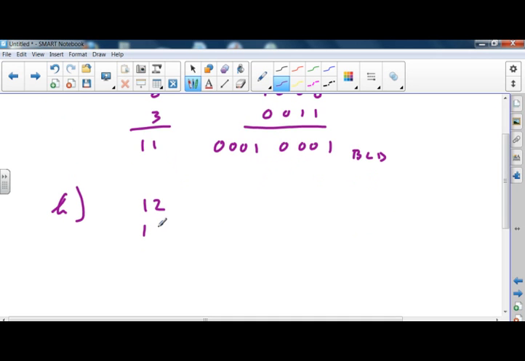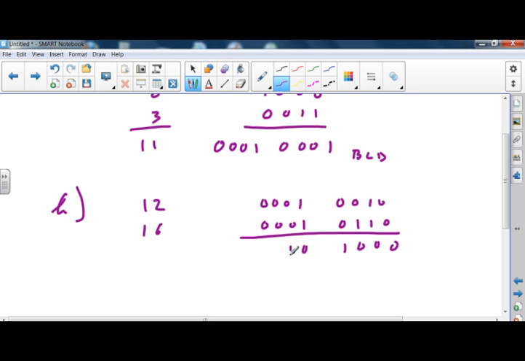12, 16, 12, 0, 0, 0, 1, 0, 0, 1, 0, 16, 0, 0, 0, 1, 0, 1, 1, 0. 0, 0, carry the 1, 0, carry the 1, 1, 0, carry the 1, 1, 28. 28. All right. I got lucky. 16, 19.